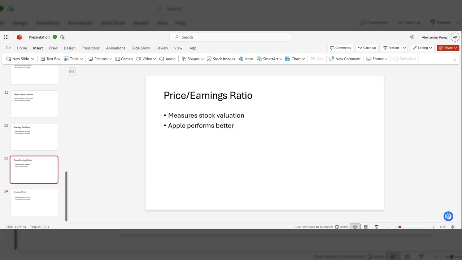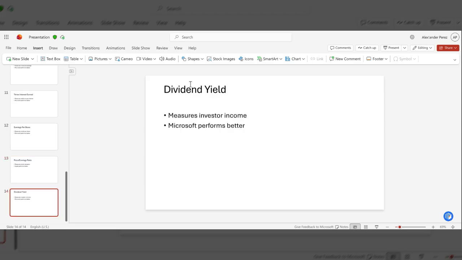And for dividend yield, this measures investor income. Microsoft performs better overall, and dividend yield shows how much income investors receive. Microsoft usually offers a higher return through dividends.